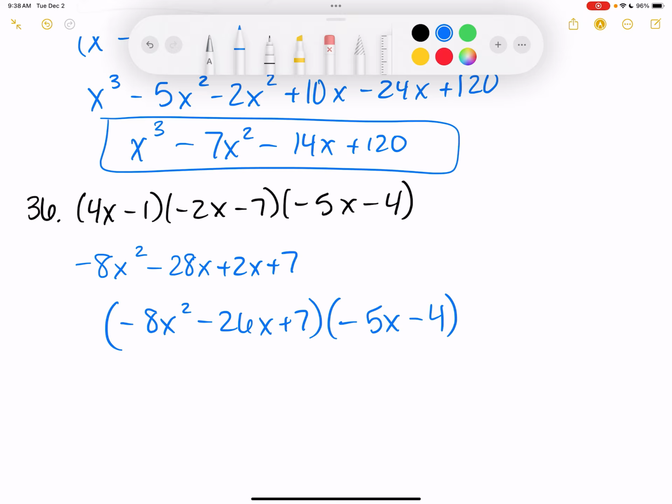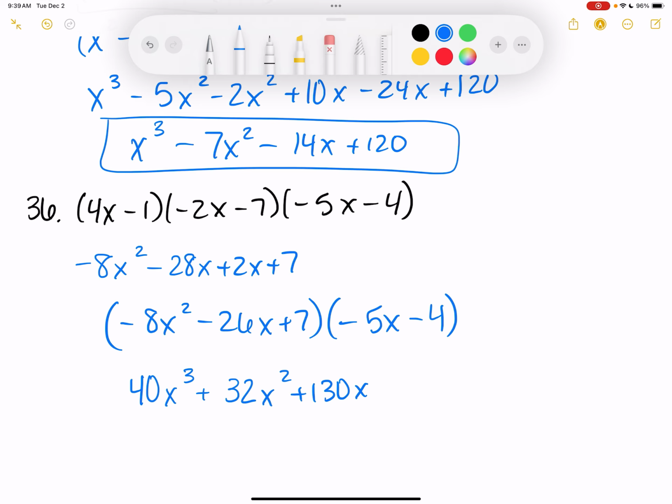So then multiplying, I've got 40x cubed plus 32x squared. The 26x times negative 5x would be 130. Yeah, there we go, because 5 times 26 is 130. I don't know why I went to 150. Then I was like, that's not right.